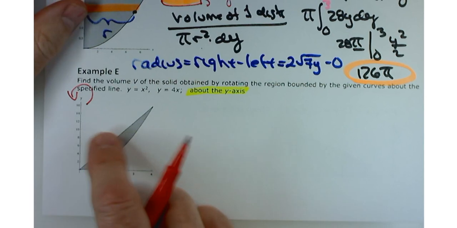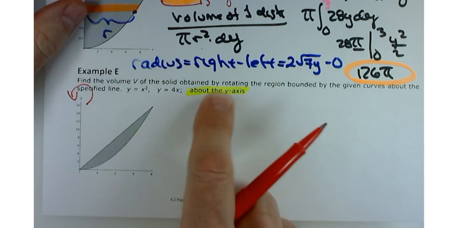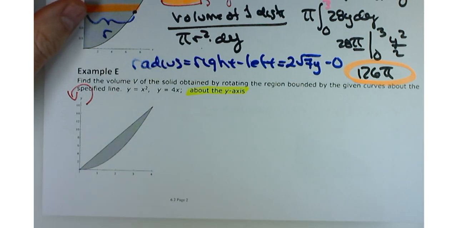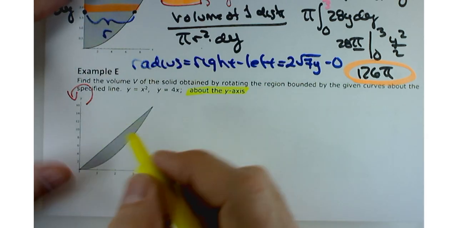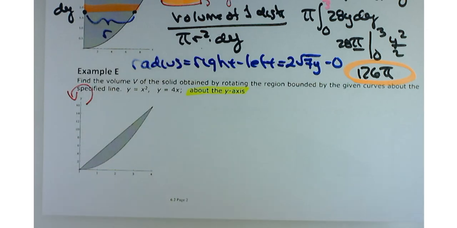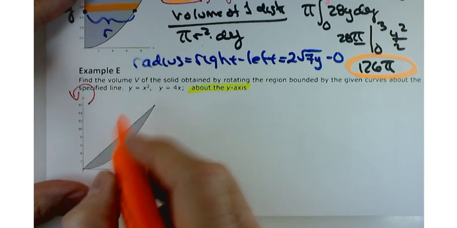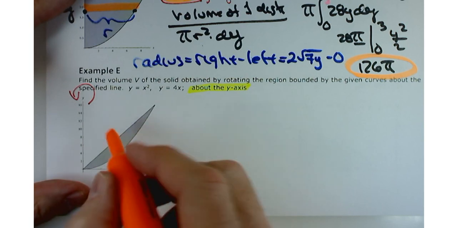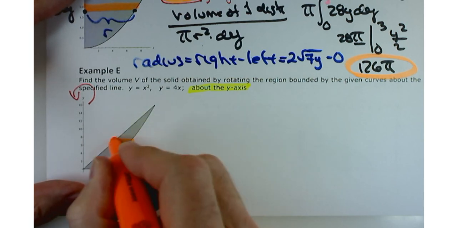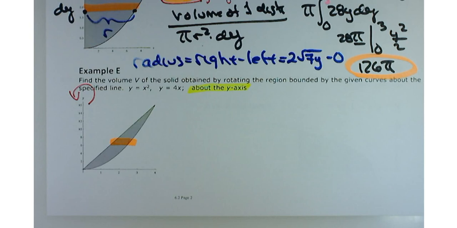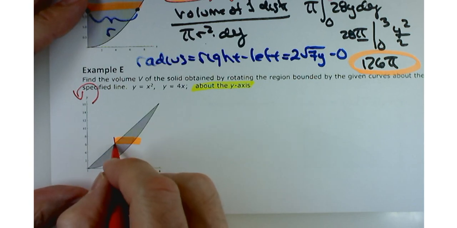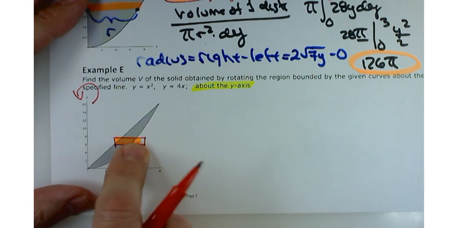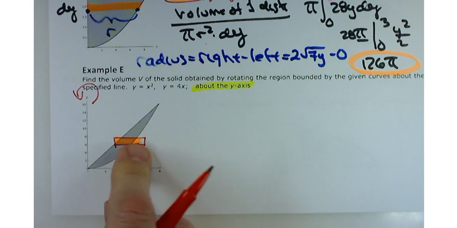Tony, what kind of a slice am I going to have to take if I'm slicing around the y-axis, or rotating around the y-axis? Yeah, horizontal. So it's going to be a dy slice here. Thank you so much. But can anyone notice something different about what's going to happen here as opposed to what happened in the last one? As this rotates around the y-axis, what kind of a figure is that going to trace out for me?